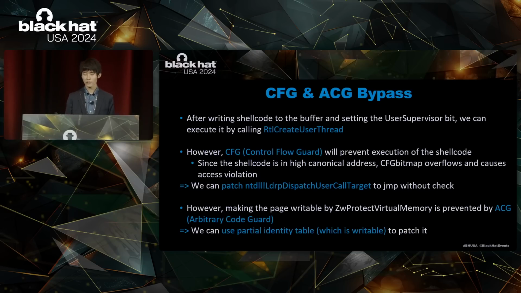Okay, so now that the shellcode can be accessed from the userland, all that remains is to create a thread and run it. However, there is still one problem left. Control Flow Guard will prevent our execution. Well, this can be easily bypassed by patching the first few bytes of the NTDLL functions. However, making the page writable is prohibited by another security mechanism called Arbitrary Code Guard, ACG.